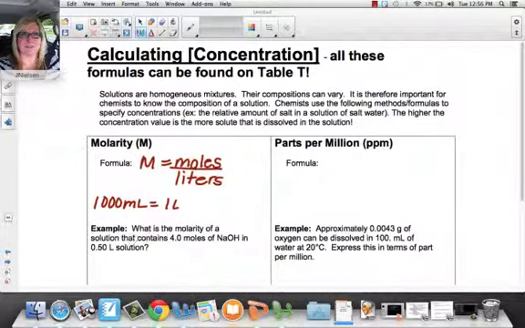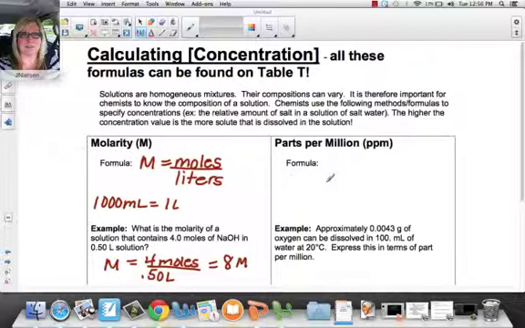So here's a typical example of what you might see. What is the molarity of a solution that contains 4 moles, so I know my moles, of NaOH in 0.5 liters? So molarity equals 4 moles divided by 0.50 liters. That's going to give me 8 molar, and that is the concentration. I'm going to go through each one of these once, and then we'll do some practice ones.